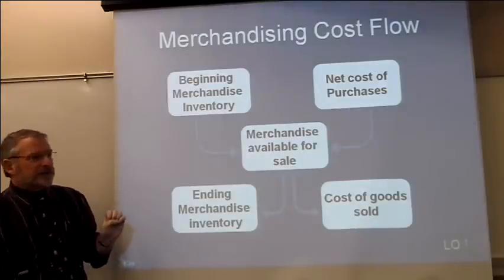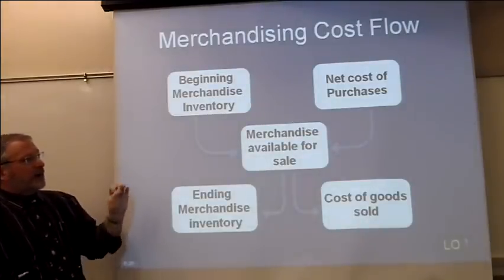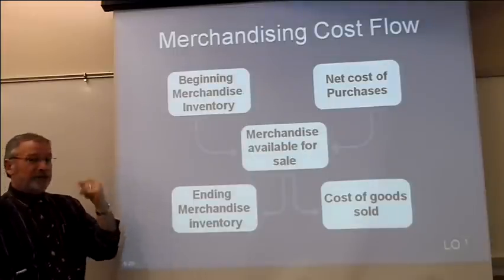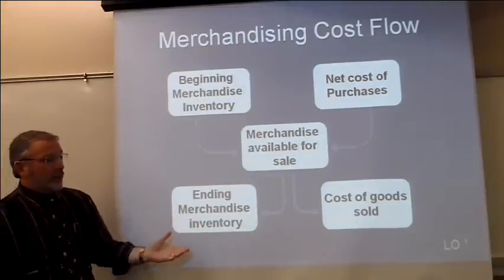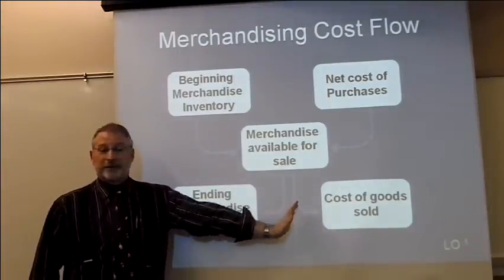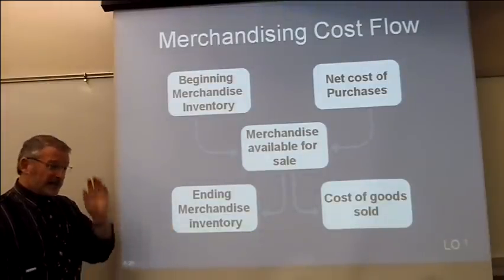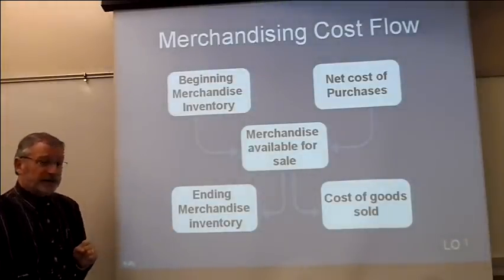I want to remind you about this little diagram where we're keeping track of all the costs of the things we buy, things we had, plus anything new we bought, and then where does that end up? It either becomes part of cost of goods sold, or we still have the inventory. Just keep that in mind as we move on to the next element.